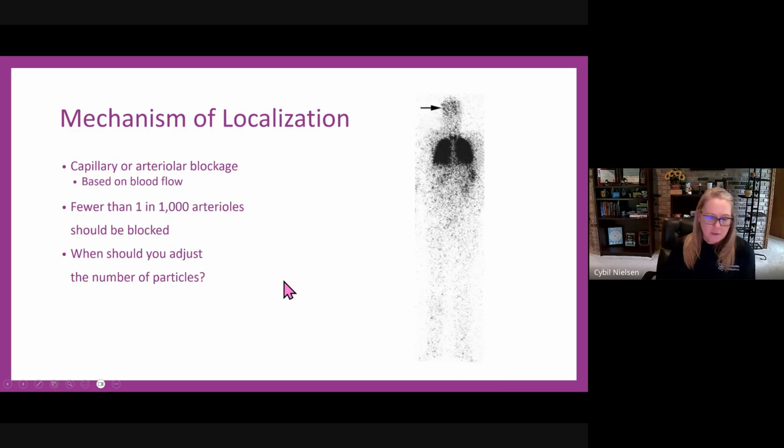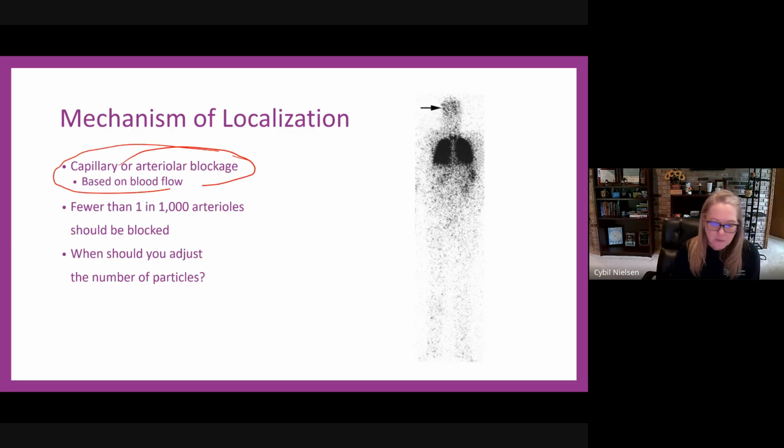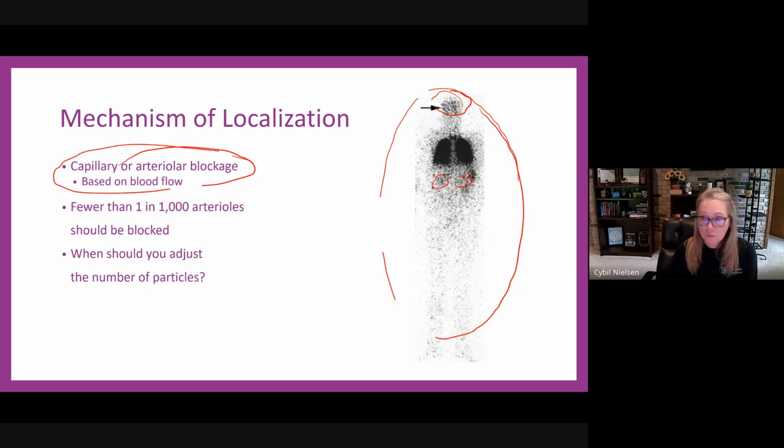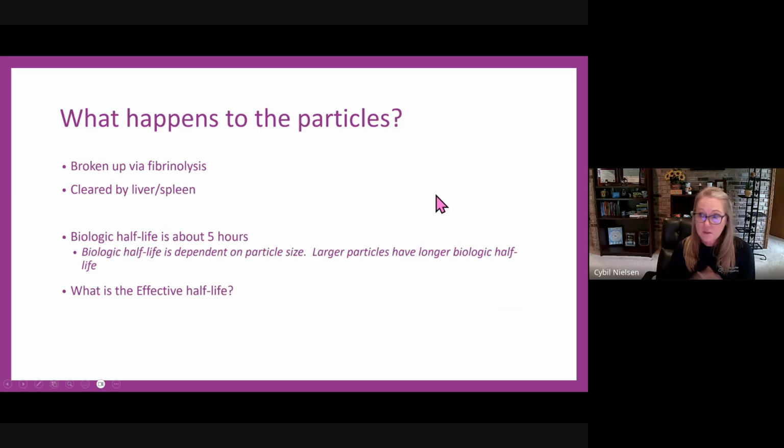Okay. So the mechanism of localization is capillary blockage. And if the patient has a right to left cardiac shunt, so we're going to talk about that a little bit later, you're going to do a whole body image and you're going to see brain and kidneys. Normally you shouldn't see brain and kidneys at all because it's all going to lodge in the lungs.